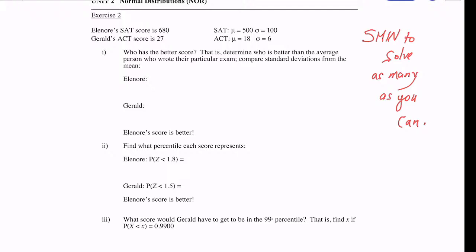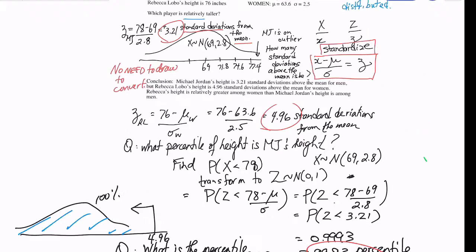The arrow is orienting to the left because percentile is the area, it refers to the area to the left. That's what percentile is. The area to the left gives you the percentile.